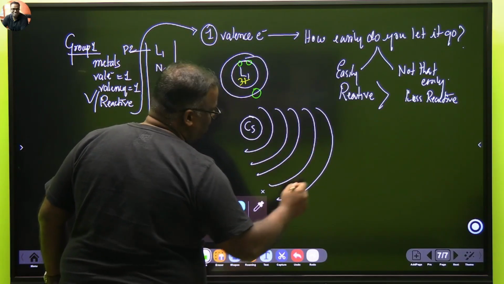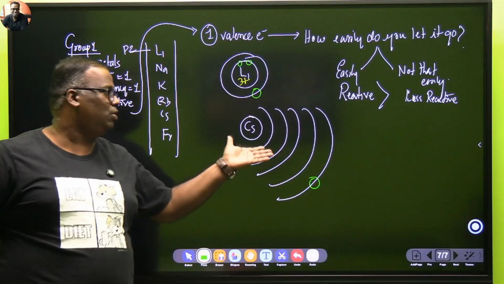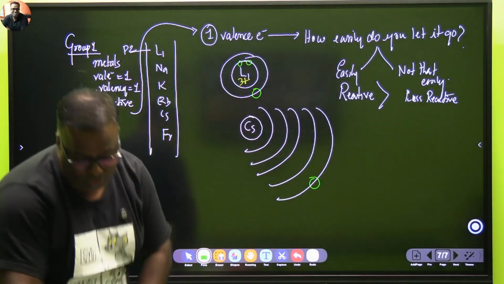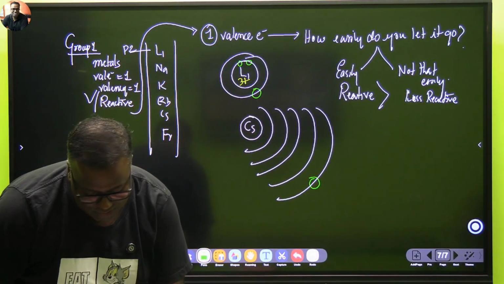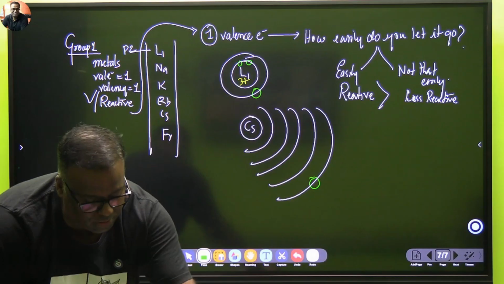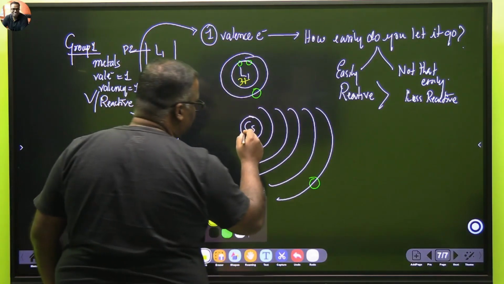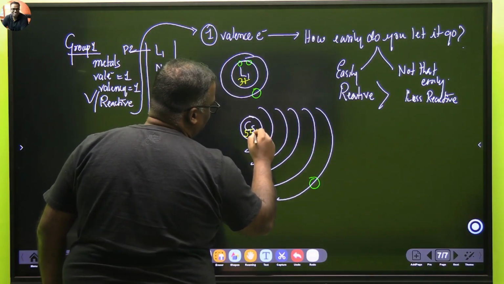Okay. Where is the valence electron? Out here. I'm right now not knowing the atomic number of cesium. If I want to look at the atomic number of cesium, let's take cesium. Its atomic number is 55. So how many protons for cesium, Srinika? 55 protons.